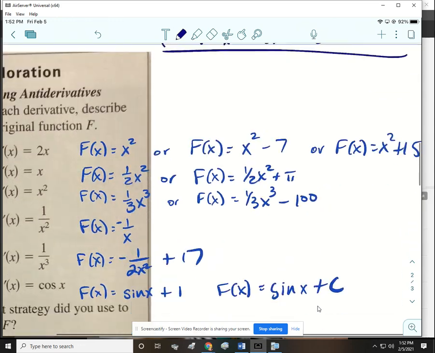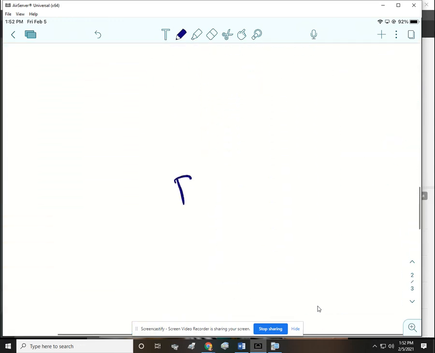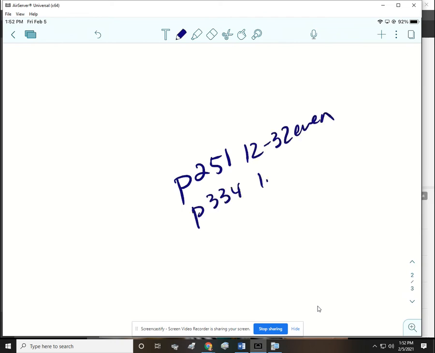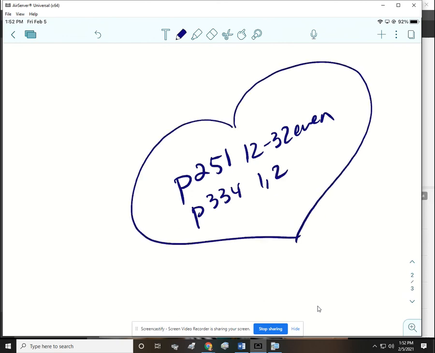All right, so what I want you guys to do for your assignment is out of the book. It's on page 251. I want you to do 12 through 32 even. And then on page 334, I want you to do 1 and 2.